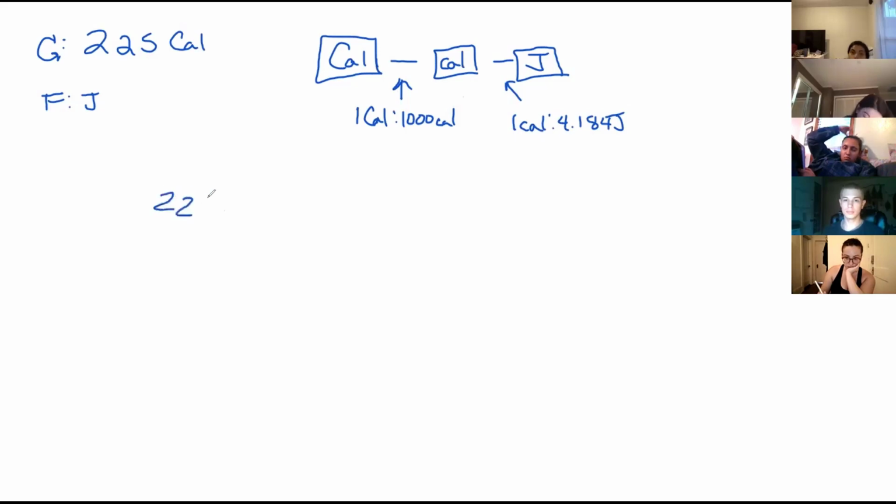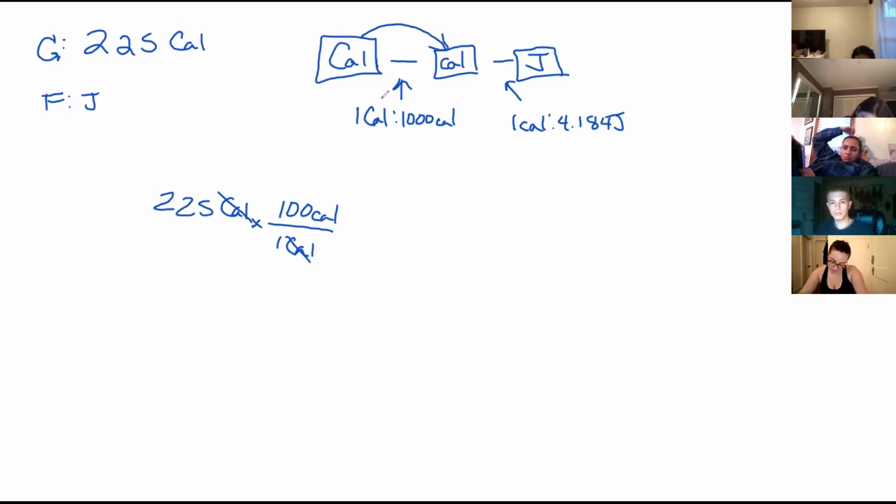So start with the 225 big C calories. I know that for every 1 big C calorie, I get 1,000 little c calories. Why do I put the big C calorie on the bottom here? Because I want those to cancel, right? That will get me out of this unit into this unit. Then from there, I want to go into joules, which is this relationship here.